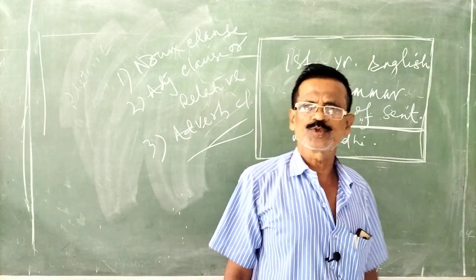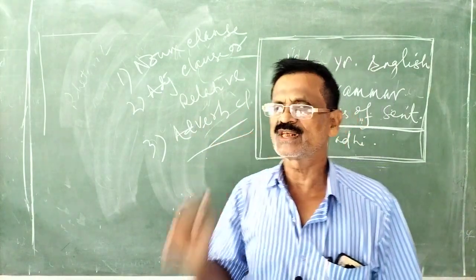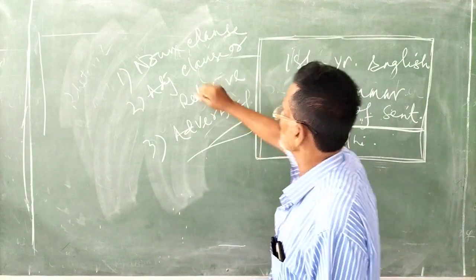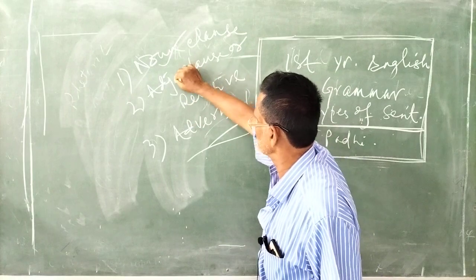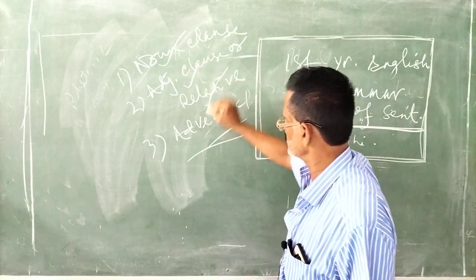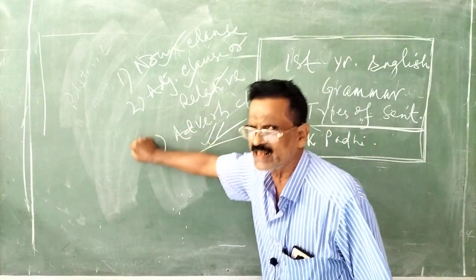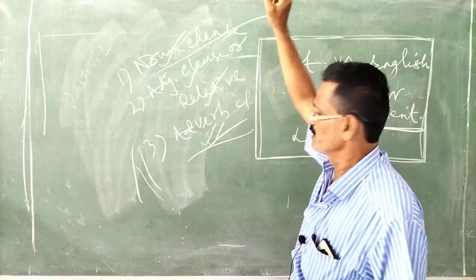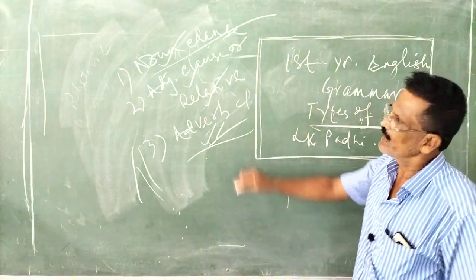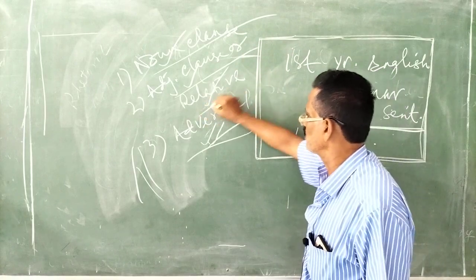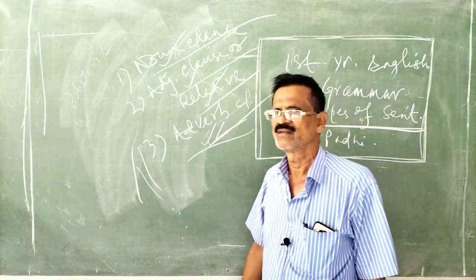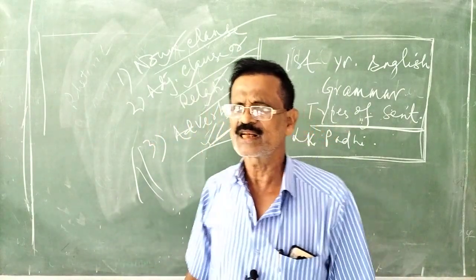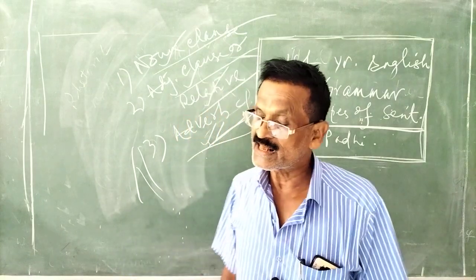So, in subordinate clauses we see three types. Number one is a noun clause, number two is an adjective clause or relative clause, number three is an adverb clause. Adverb clauses are many. So they have their numbers, they have their different categories. I will also tell you in the next class.